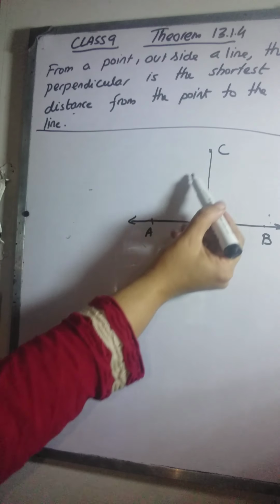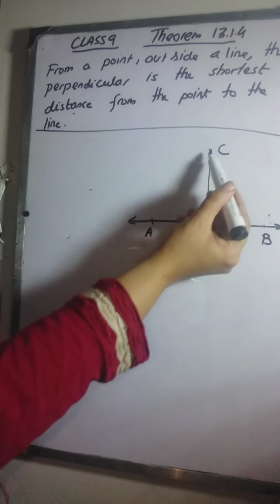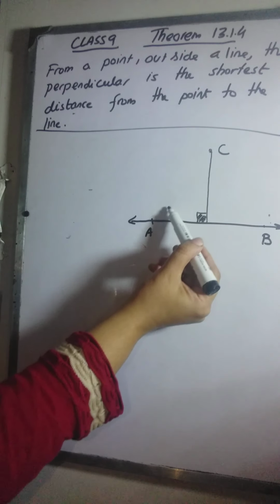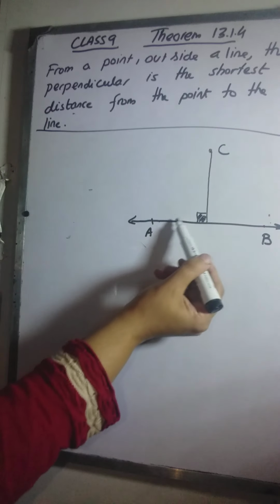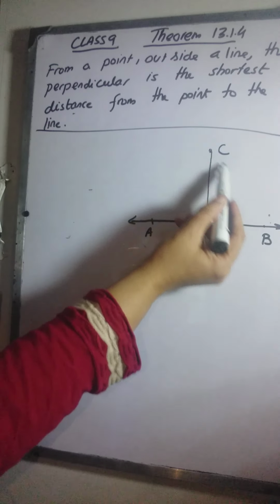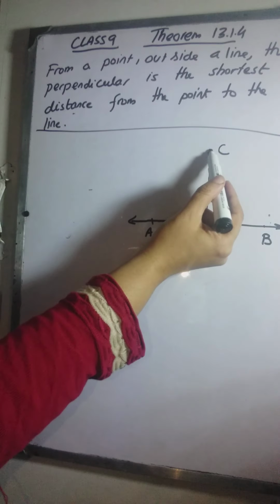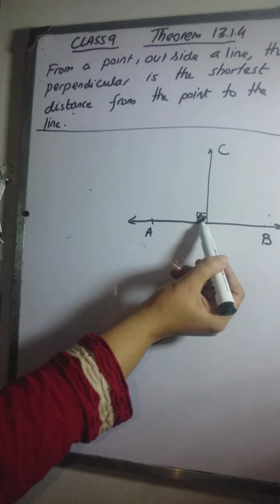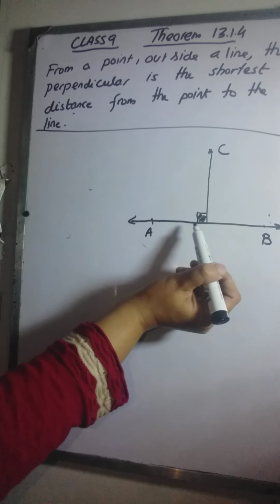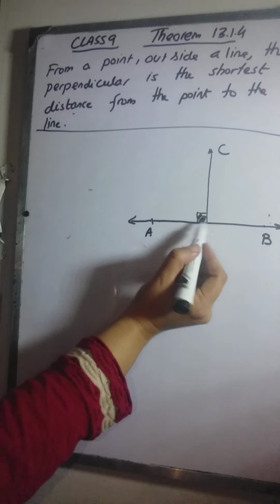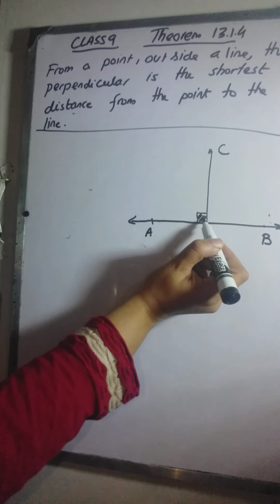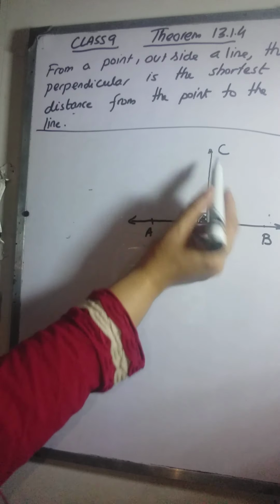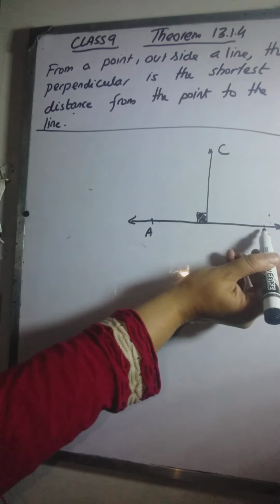This is also a distance from the point C to AB if you follow this path. This could also be the distance from C to AB. There could be many distances from C to AB, but the shortest one is the perpendicular distance, which is making an angle of 90 degrees with AB. So this path, this is the shortest distance between C and this line AB.